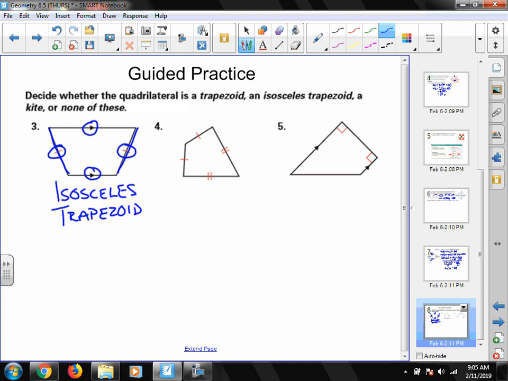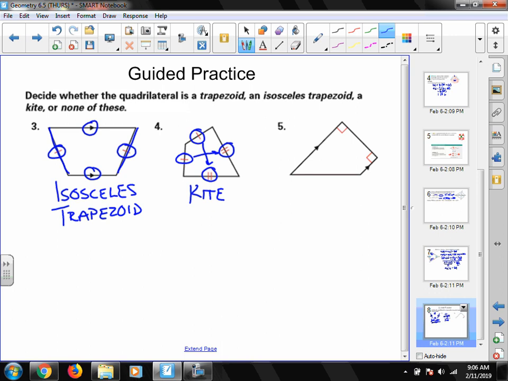I move on, I take a look at number 4. Okay? I have no parallel sides, at least nothing marked, but I do see that I have tick marks here with one tick mark, and I have 2 tick marks here with 2 tick marks. So no parallel sides, that rules out trapezoid and isosceles trapezoid. So my options are either kite or none of these. Since these congruent sides happen to be next to each other, and when I go across, I see a different set of tick marks than what I started with, this is going to be a kite. Plus, it helps that it looks like a kite.